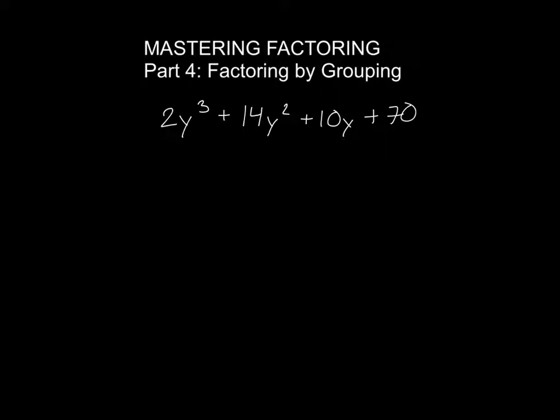The greatest common factor here is the number 2. So let's start by factoring out that 2. 2 goes on the outside, we open up a set of parentheses here. 2y to the third power divided by 2 leaves us with y to the third power. We're also left with a 7y squared and a 5y and a 35.